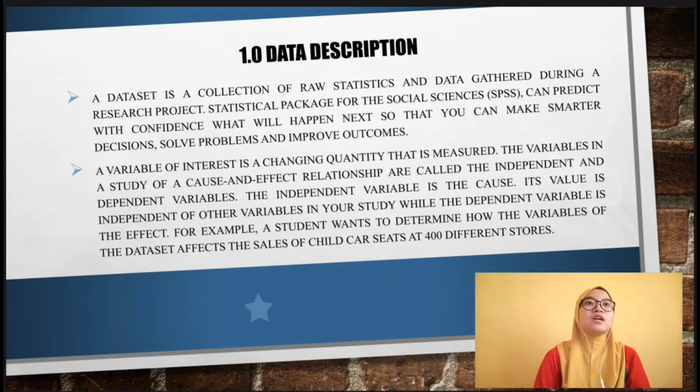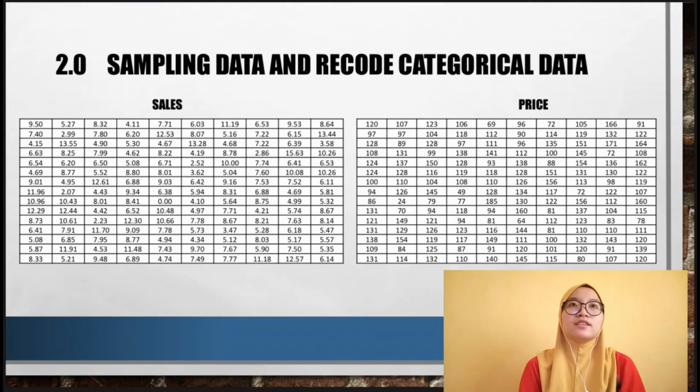For example, a student wants to determine how the variables of the dataset affect the sales of child car seats at 400 different stores. Second, sampling data and record categorical data. In this part of sampling data and record categorical data, we have used IBM SPSS software to randomize 115 data over 400 observations from the data part.